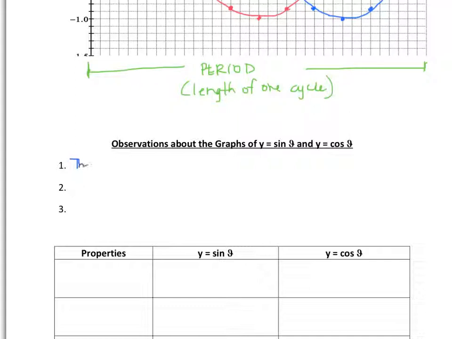Okay, the functions are periodic. And a periodic function, just to jog your memory, has some sort of repeating pattern. In the case of sine and cosine, that is a wave-like, very smooth repeating pattern. Wave-like repeating pattern.